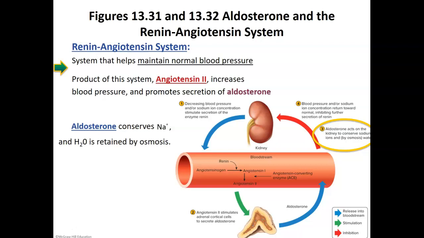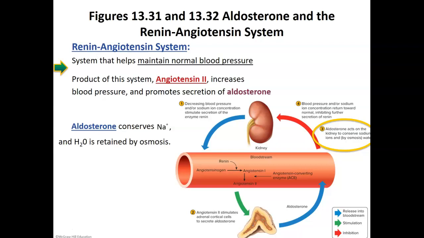So angiotensin II is also going to stimulate the production of aldosterone. So aldosterone then is going to conserve sodium. What that means is it's going to act at your kidneys to keep sodium in your body and not release it into your urine.